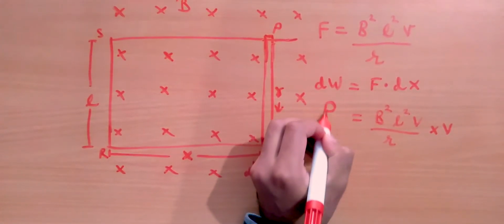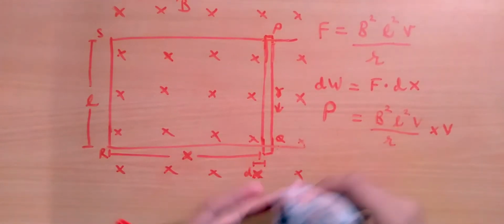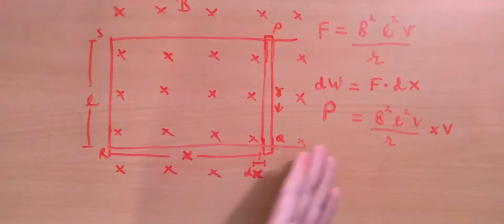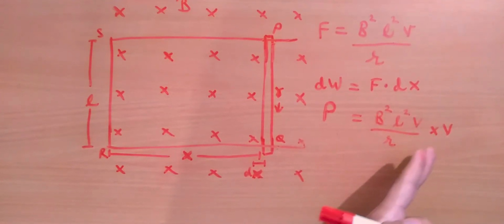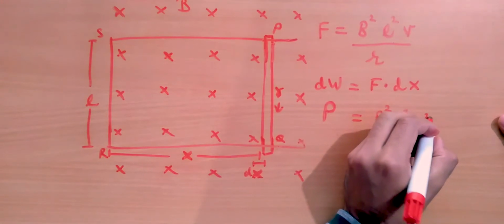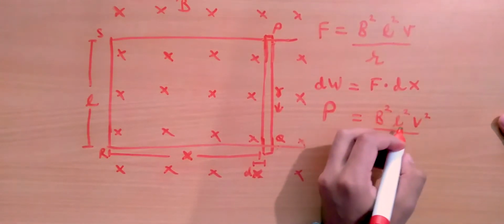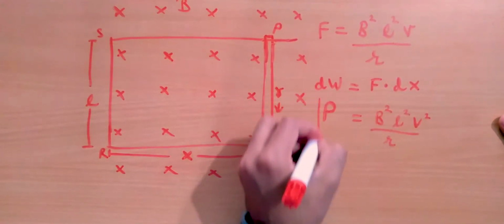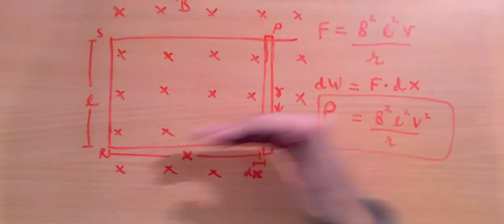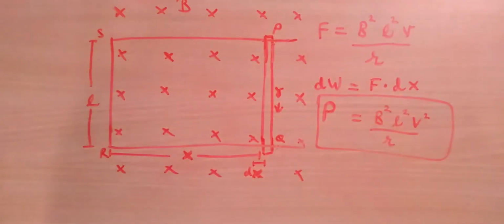So this is the power that I am using to move this rod in that direction, and that is equal to B square L square V into V upon R, and V into V can be written as V square, and what I'm left with is B square L square V square upon R. This expression gives me the power that I am putting into the system by pushing the rod in that direction.